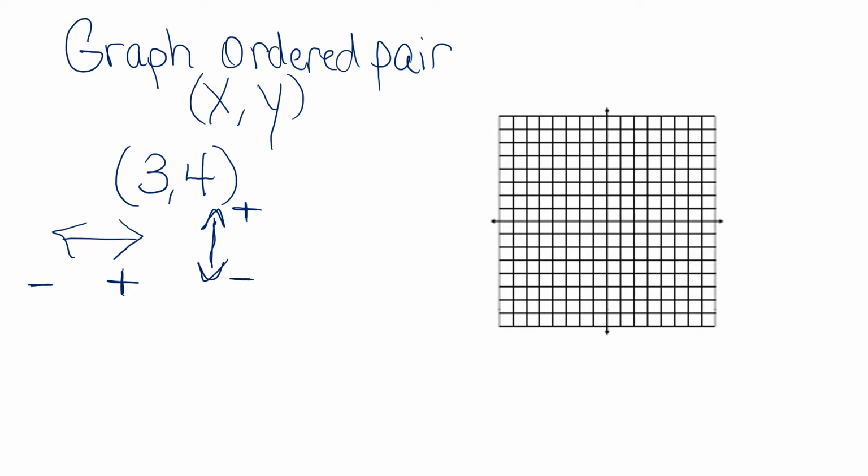So if I start from the origin, I'm going to go 3 up because I have a positive 3. And I'm going to go to the right 4, 1, 2, 3, 4, because I had a positive 4. So my point, 3, 4, would be located right there on my graph.